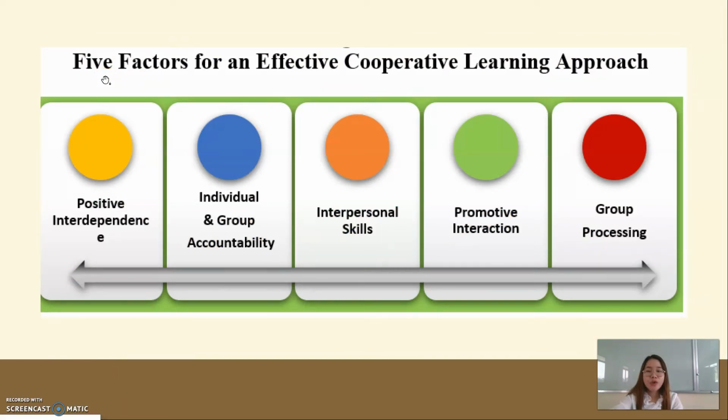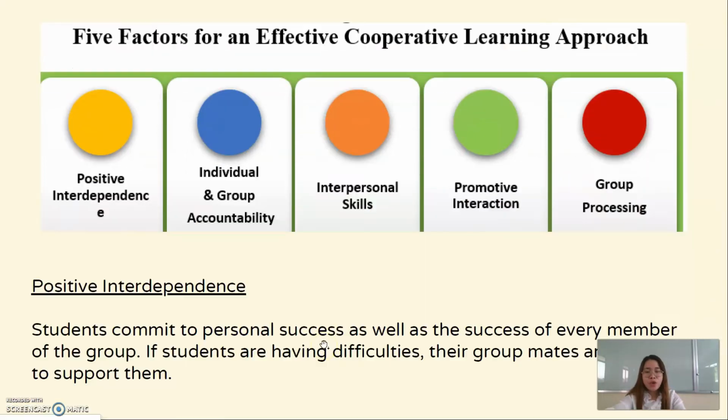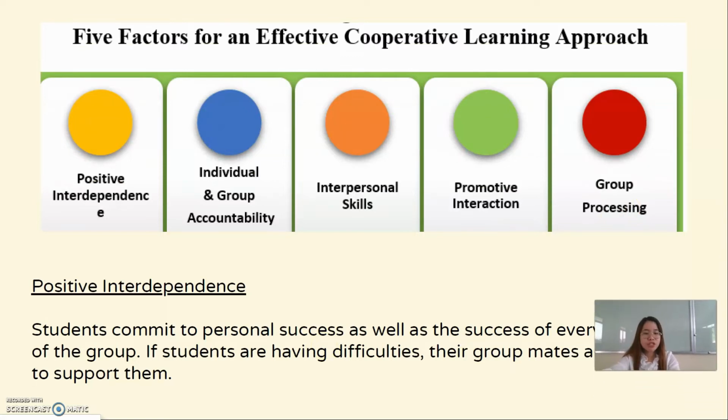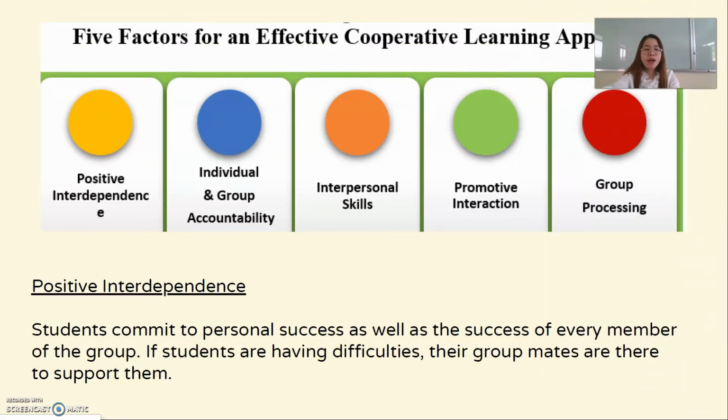We have here the 5 factors for effective cooperative learning approach: the positive interdependence, individual and group accountability, interpersonal skills, promotive interaction, and group processing. So when we talk about positive interdependence, students commit to personal success as well as the success of every member of the group. If there is someone from the group who is having a difficulty, the group mates who have understood the lesson very well will try to help that member of the group. What is their goal? It's for them to succeed all together.